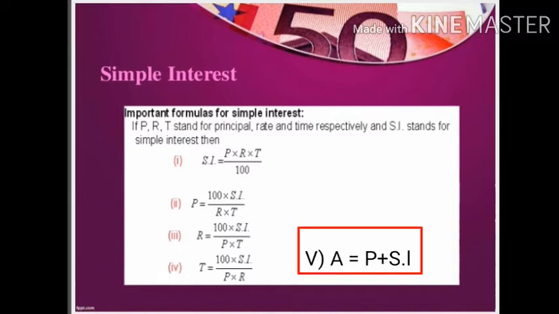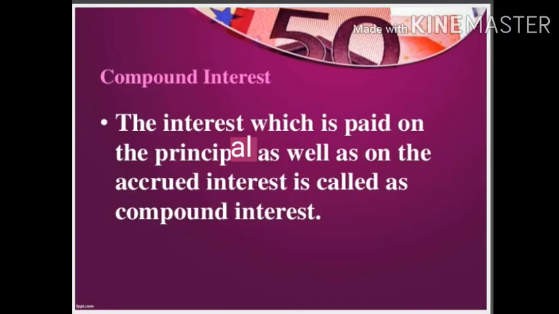Fifth formula, A is equal to P plus SI. Here A means amount. Amount means the money repaid back, which is equal to the sum of the borrowed principal and the interest. That is, A is equal to P plus SI. Next, the second type of interest, that is compound interest.